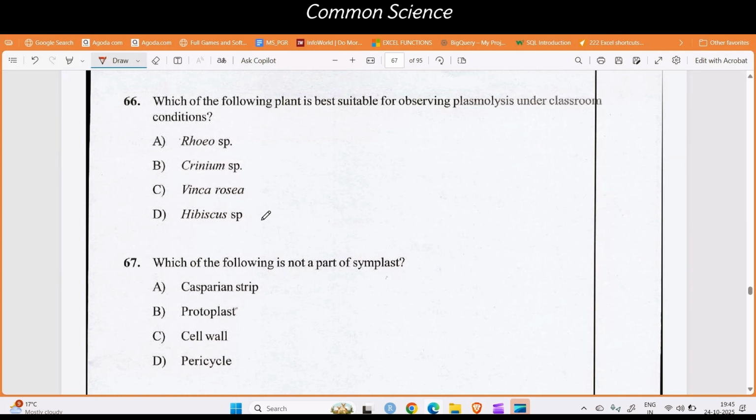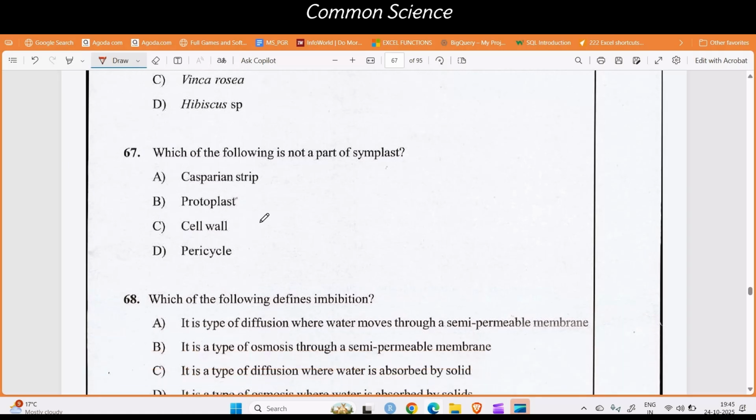Question number 66. Which of the following plants is best suitable for observing plasmolysis under classroom conditions? It's a new question. I have seen this question for the first time. So the answer key says that option A is the correct answer here. Okay. Question number 67. Which of the following is not a part of symplast?